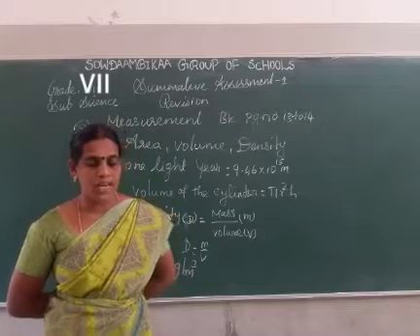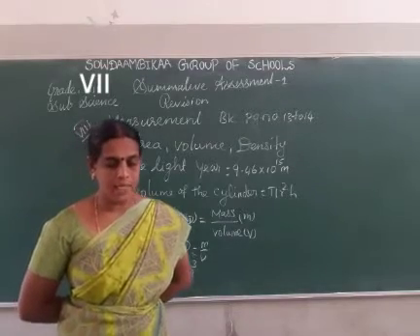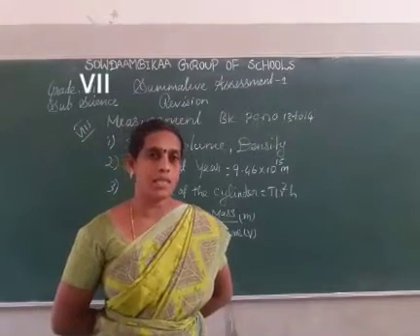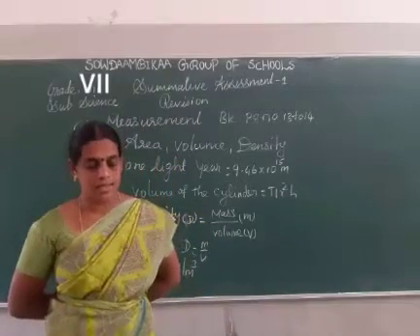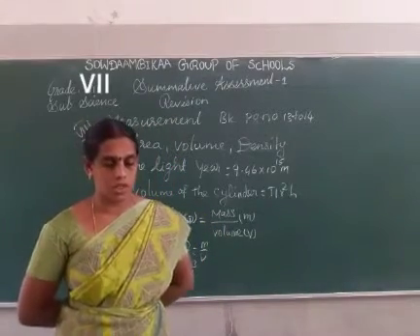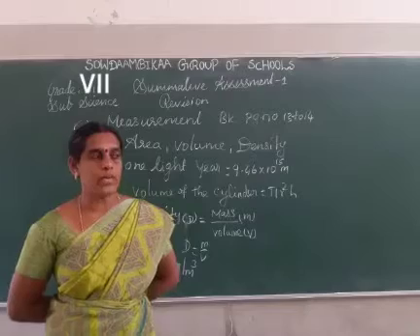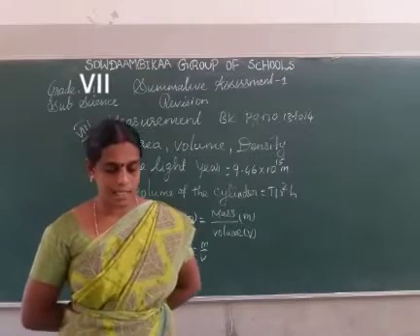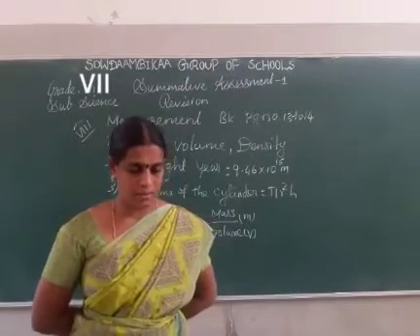Okay, define one astronomical unit. An astronomical unit is defined as the average distance between the Earth and the Sun. It is called one astronomical unit. One astronomical unit equal to 1.496 into 10 to the power of 11 meter.